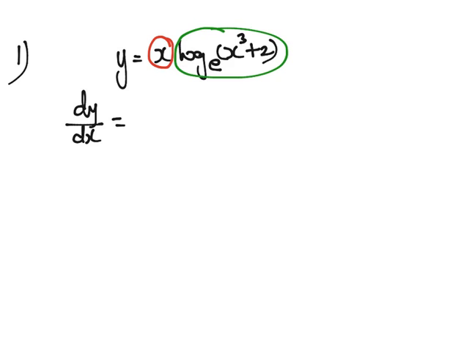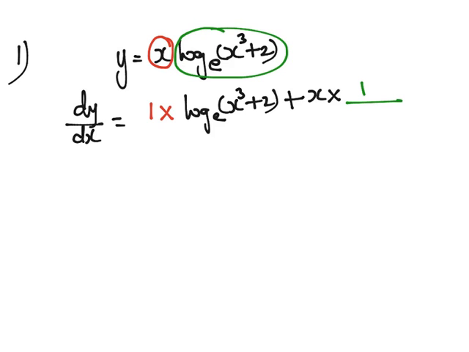Okay, so the product rule says derivative of first function, which is 1, multiplied with, I'll keep the second function as it is, which is log of x cubed plus 2 to the base e, plus, now I'll keep the first function as it is, which is x, multiplied with the derivative of the second function. Now I have to use the chain rule. Logarithm is there, so derivative of log x is 1 by x, so it is 1 over x cubed plus 2 multiplied with the derivative of x cubed plus 2, which is 3x squared. Of course you can simplify further. You multiply 3x squared and x, it will become 3x cubed. So this is the answer for this problem.